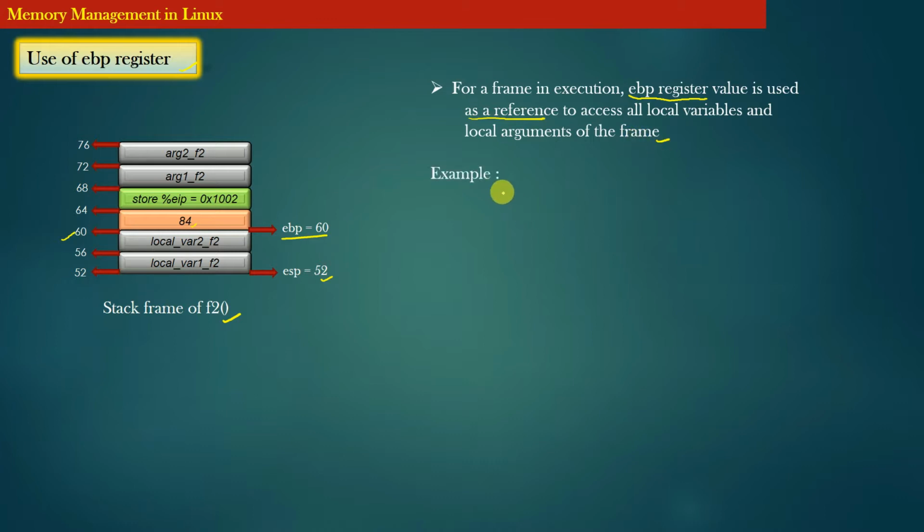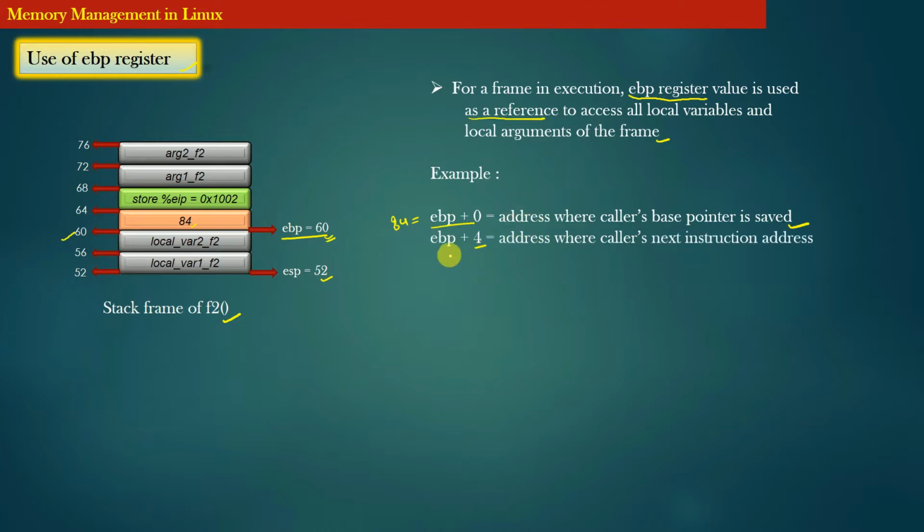So let us try to understand this with the help of an example. You can see here that the base pointer register value is 60. So EBP plus 0, that is the content of the EBP register, is the address where the caller's base pointer register value is saved. Accessing the value stored at the address in the EBP register will give you 84, which is the caller's saved base pointer value. Now if you add 4 to this EBP register value, you will get the address where the caller's next instruction address is stored. So 60 plus 4 will give you 64.